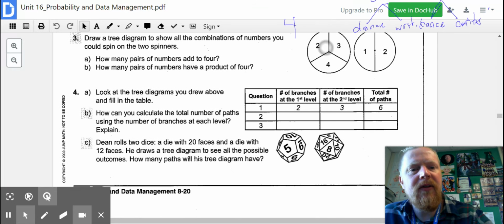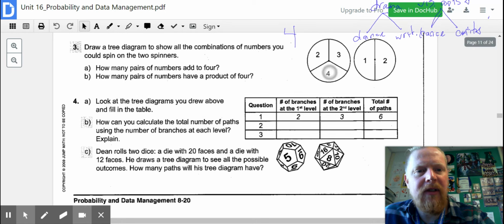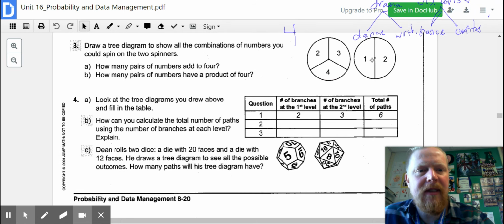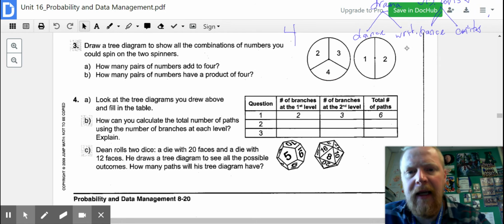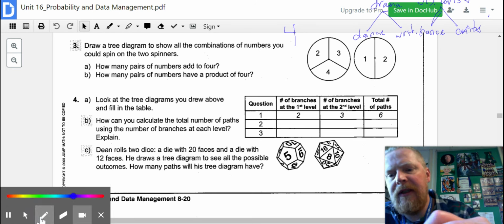The first spinner here has 3 different outcomes. You could have a 2, a 3, or a 4. And the second spinner is simply a 1 or a 2. Okay, so let's draw our tree diagram.